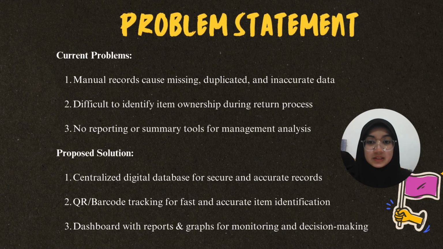Problem statement. The first current problem is manual records cause missing, duplicated, and inaccurate data. Second problem, it is difficult to identify item ownership during the return process. The third problem, no reporting or summary tools for management analysis. So the proposed solutions are a centralized digital database for secure and accurate records, QR or barcode tracking for fast and accurate item identification, and the last one is a dashboard with reports and graphs for monitoring and decision making.